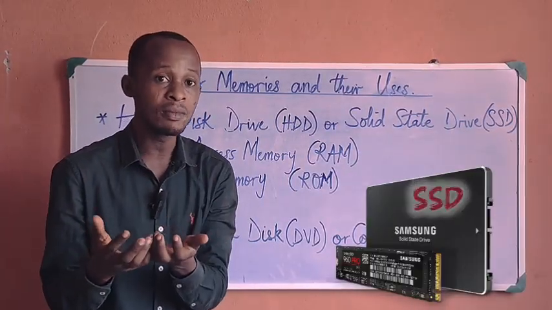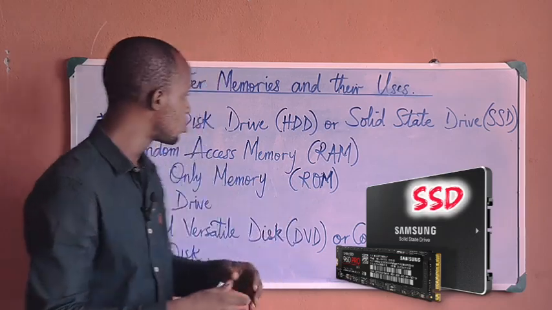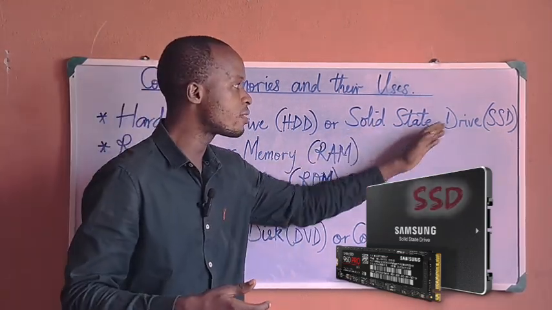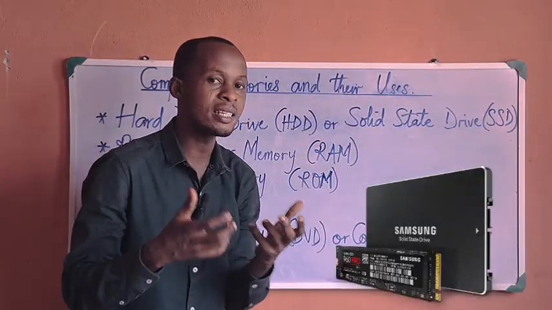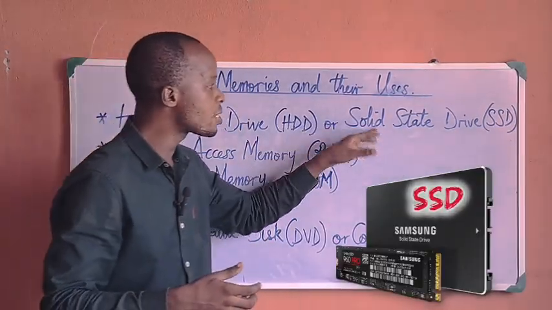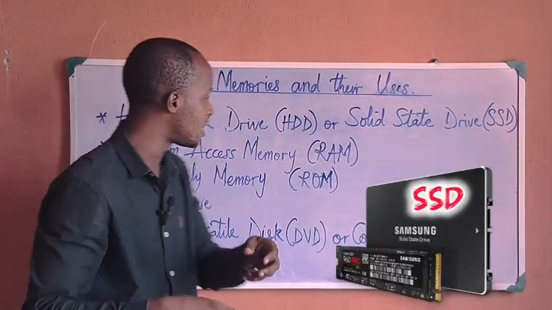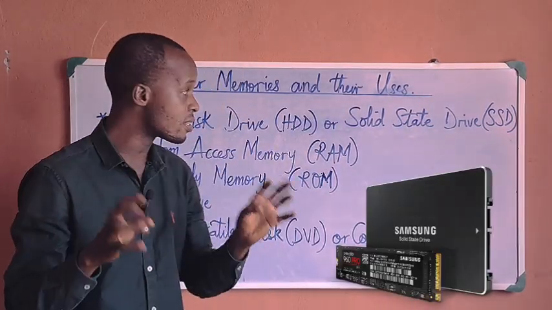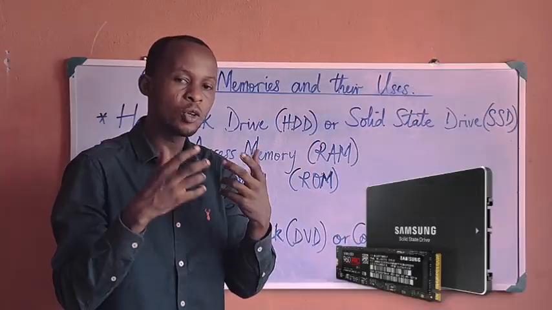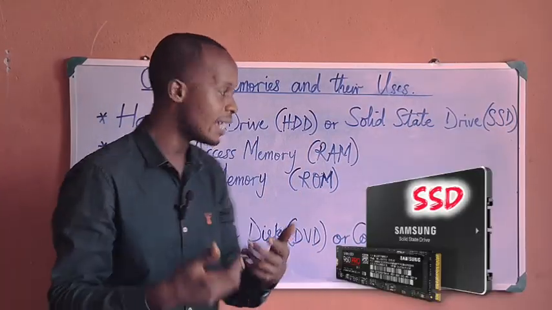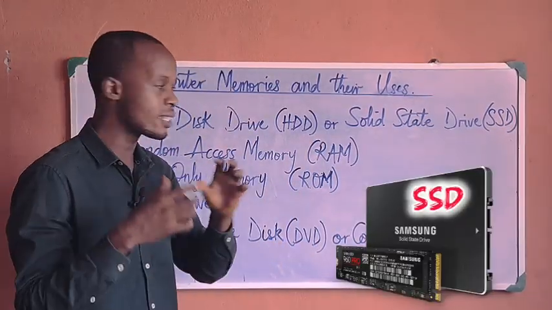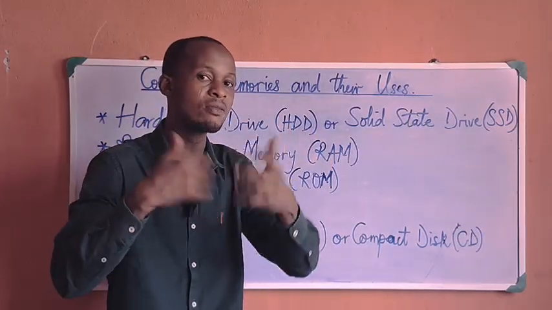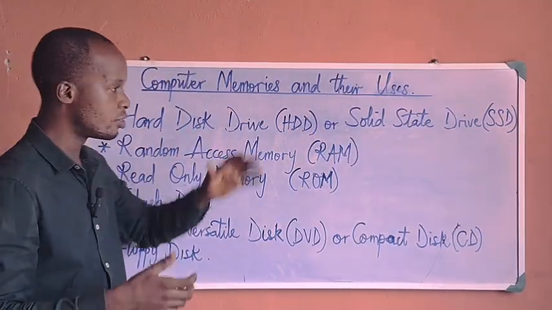What do I mean by that? If I have a computer using a hard disk drive and I have another computer using a solid state drive, SSD, the processing speed of the computer using the SSD will be faster compared to the one using the hard disk drive. That is just the difference. The SSD helps the computer to process faster than the hard disk drive. And that is why this new technology, solid state drive, SSD, is replacing the hard disk drive.